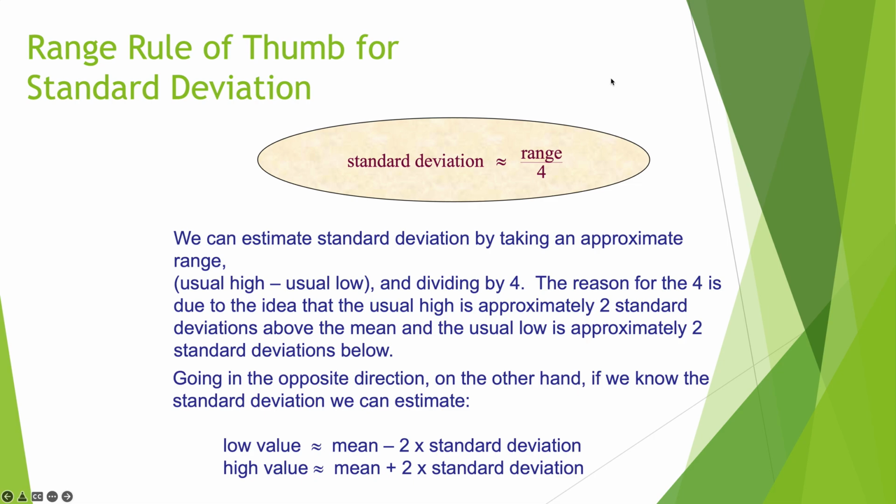Now, there's a range rule of thumb for standard deviation. The standard deviation tends to work out to be about the range divided by 4. And it's the usual high minus the usual low. All right. So the low value is usually the mean minus 2 times the standard deviation, and the high value is typically the mean plus 2 times the standard deviation. Okay.